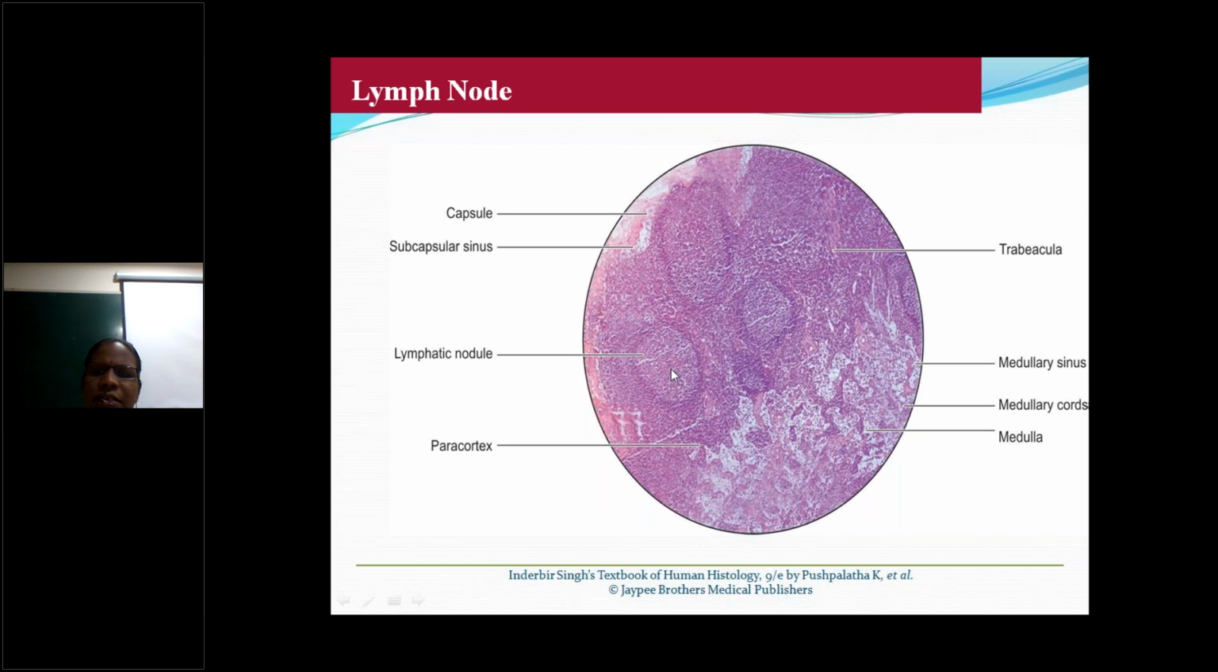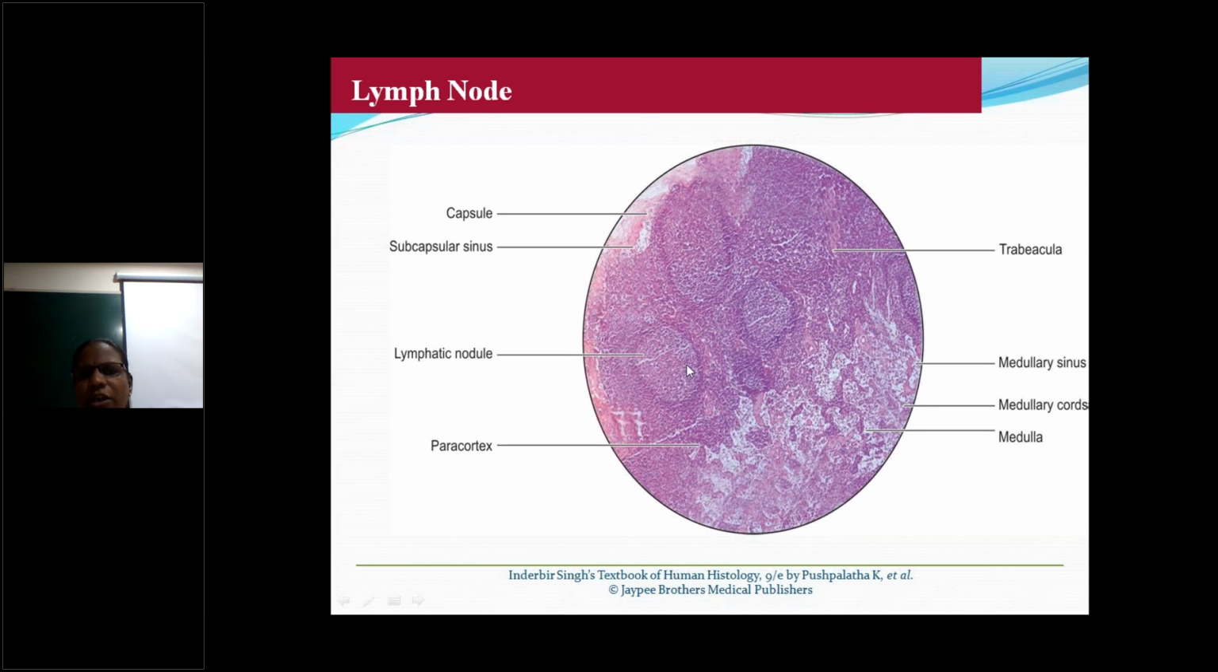In the center part, lymphoblast cells and plasma cells are present. In the background, you are able to see reticular fibers with reticulocytes. Why do we call it the germinal center? Because these lymphoblast cells undergo mitotic division, giving rise to mature lymphocytes, which migrate towards the periphery. So the center, lightly stained area, we call the germinal center.